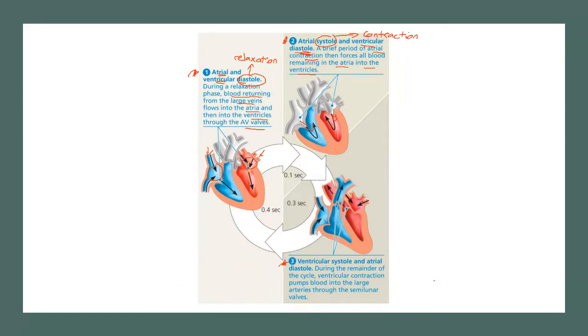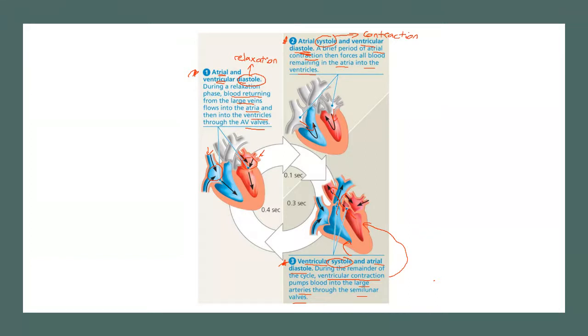Now, the third part of the phase. Here, the ventricular systole. So now the ventricle contracts and the atria relaxes. During this phase, the remainder of the cycle, both ventricles are contracting. They're adding a lot of pressure. It's pumping blood into the large arteries through the semilunar valves. So ventricles are contracting, pushing the blood to the aorta or into the pulmonary trunk, and then pulmonary arteries. Does that make sense?